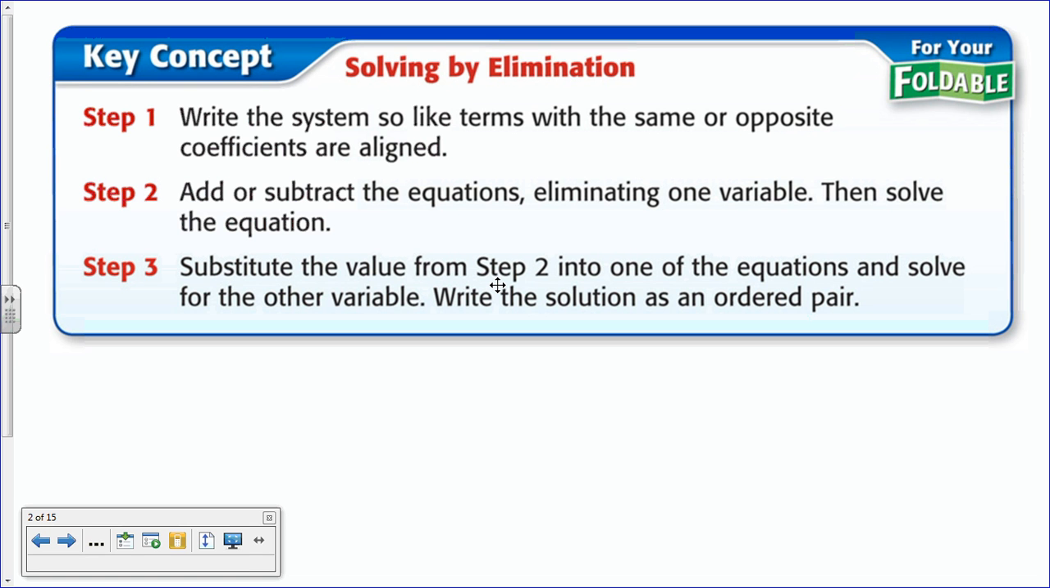Elimination, to me, in my opinion, is the easiest one. But that being said, you've got to make sure that certain things happen. And the first thing is what? Step 1 tells me to do what? Get your coefficients aligned. The like terms have to do what? They've got to be aligned.